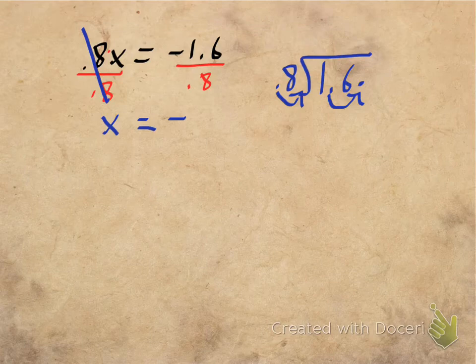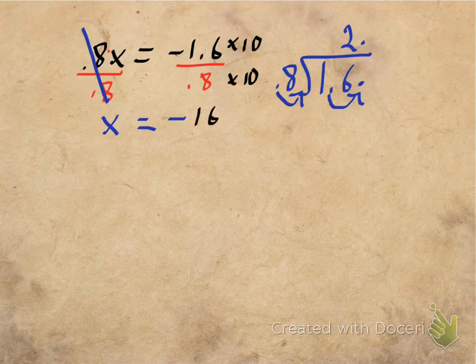So the 0.8 becomes 8, and the 1.6 becomes 16. Put the decimal on the top, and 8 goes into 16. Of course, it goes in twice. Another way to do it is you could have taken this original fraction before I divided and just multiplied the top and bottom by 10. If you do that, you're going to get negative 16 over 8, which of course simplifies to negative 2. And that's my answer for this one.